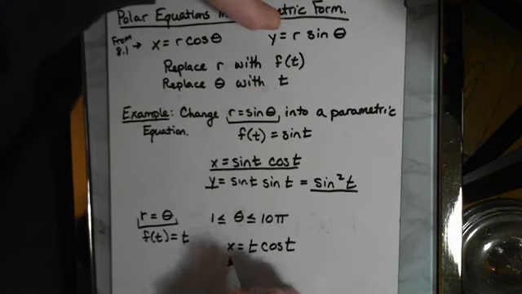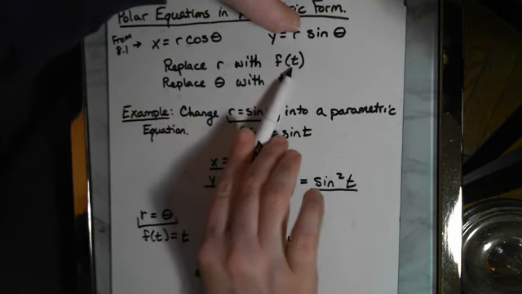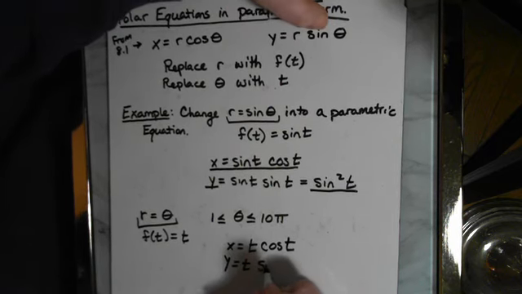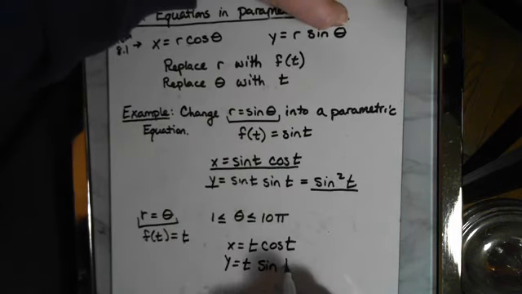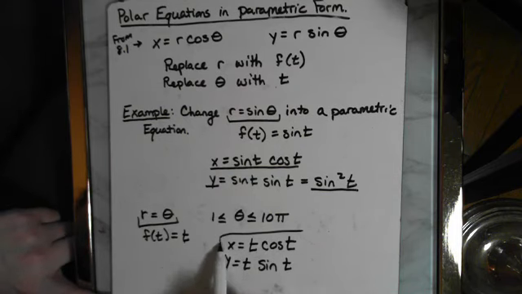Now for my y equation, I have y equals, the r is replaced with f of t, which I just said is t. And sine, now this theta gets replaced with t. Okay, so these are my two equations.